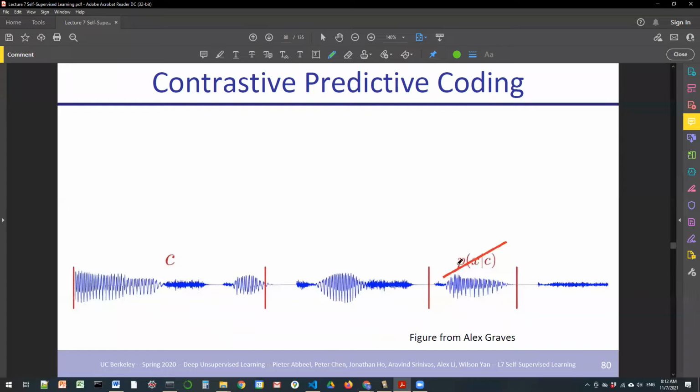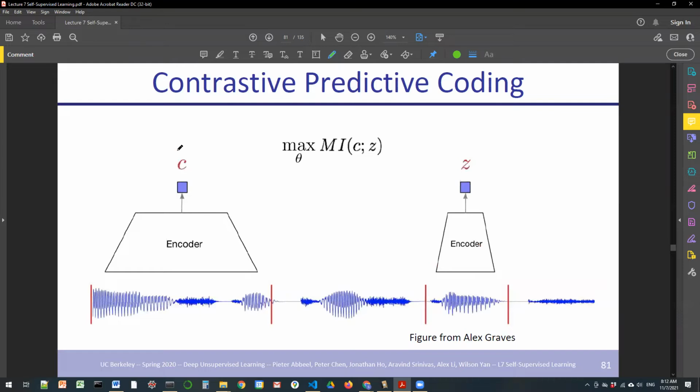So the thing is, we don't actually predict the sound waveform from the context. What we do is use an encoder to get the encoded representation of the context. So we have taken the raw audio waveform into a latent space, and we take the future audio waveform also into the latent space, and then we try to predict this Z in the latent space from the context, by conceptually thinking of maximizing the mutual information between C and Z, right?